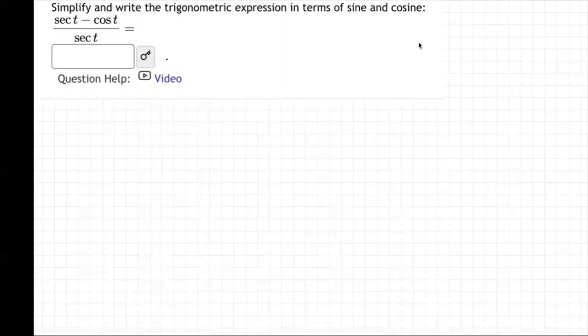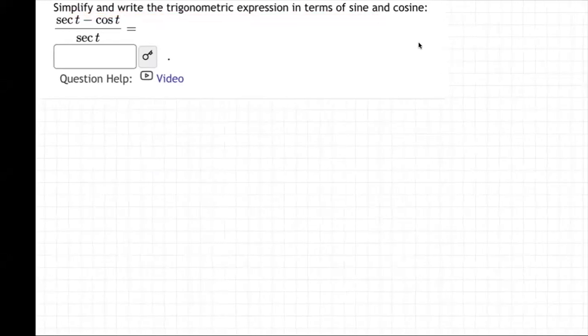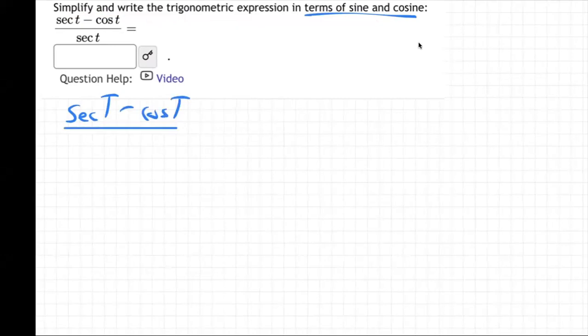Welcome to an example in which we are looking to simplify and write this trig expression in terms of sine and cosine. So let me bring it down here for a second. Secant of t minus cosine of t over secant of t.